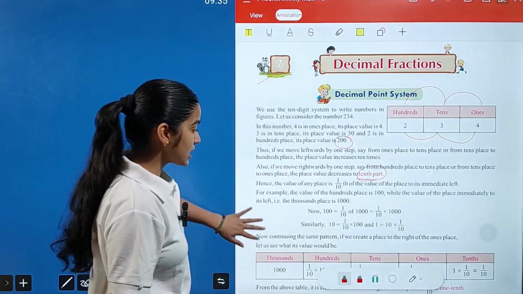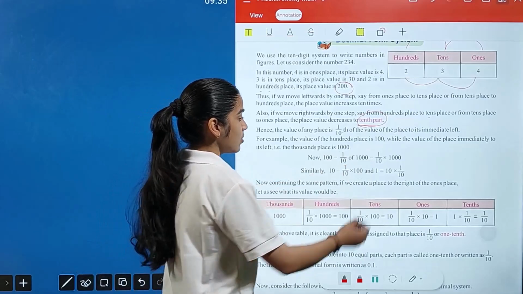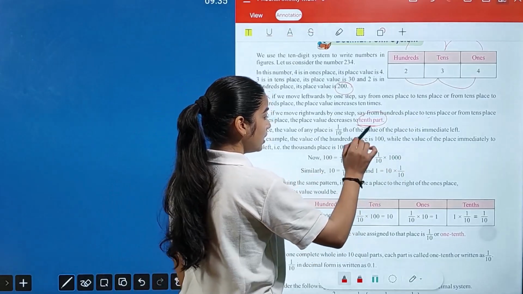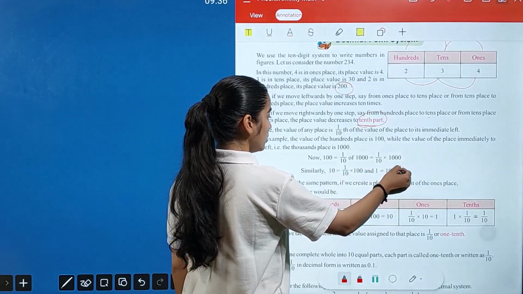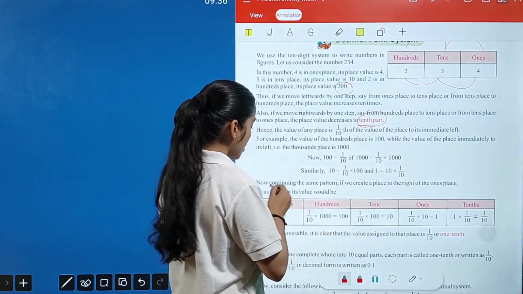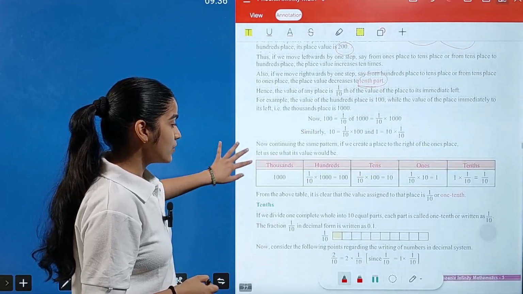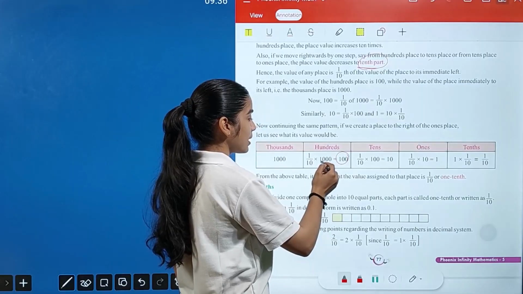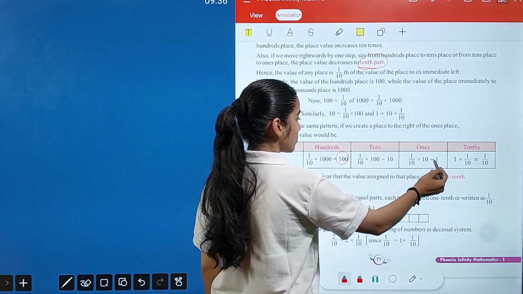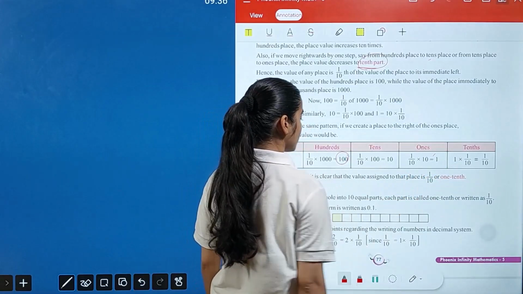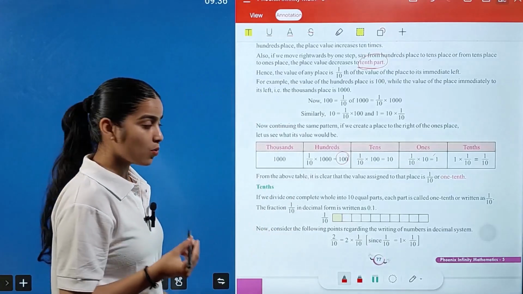So in this case, we can say 100 is 1 upon 10 of 1000. That is, 1/10 multiplied by 1000, you will get 100. Similarly, 10 is equal to 1/10 of 100, and 1 is 1/10 of 10. Now continuing the same pattern, if we create a place to the right of the ones place, we can say 1/10 multiplied by 1000 is 100, 1/10 multiplied by 100 is 10, 1/10 multiplied by 10 is 1, and 1 multiplied by 1/10 is 1/10. So from the above table, it is clear that the values assigned to the places decrease to 1/10th part.